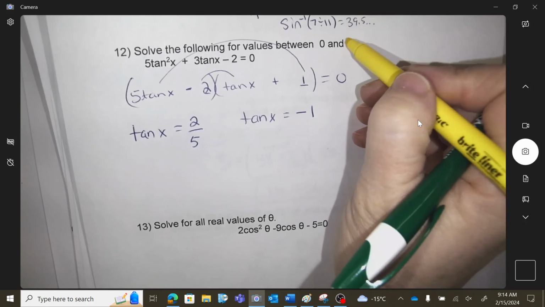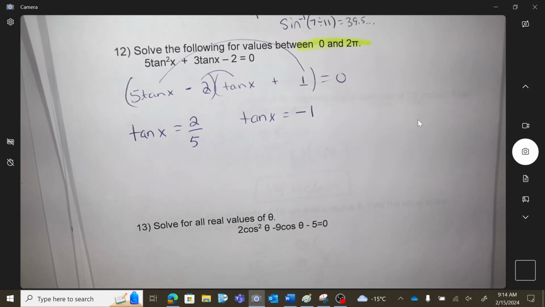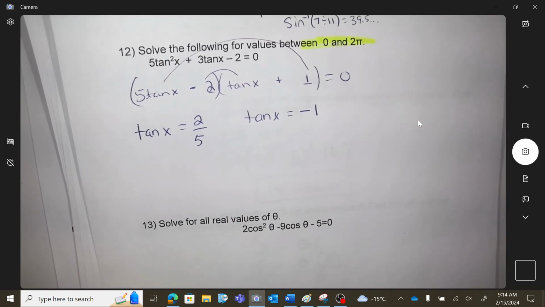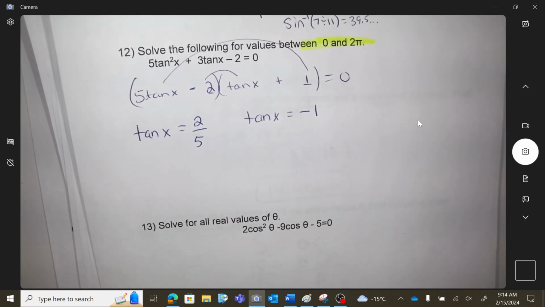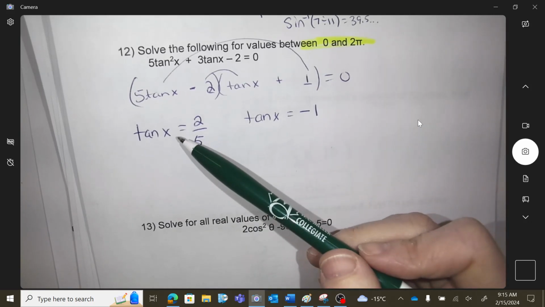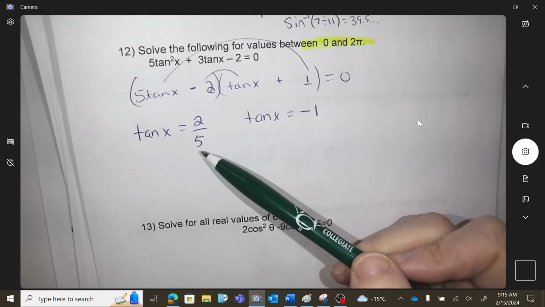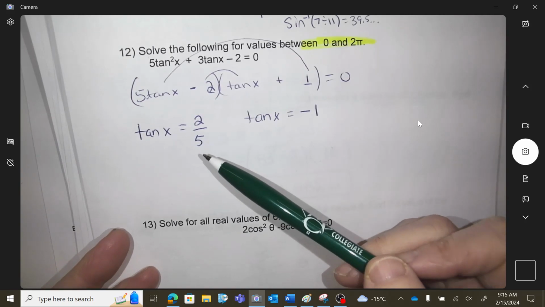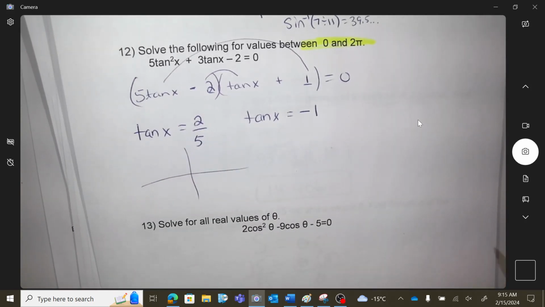Okay, I'm just going to check my question here. It tells me to answer somewhere between 0 and 2 pi. So I know I'm going to be in a radian now. Okay, would you recognize 2/5 from a unit circle? No. So you activate the process. Where is tan positive?